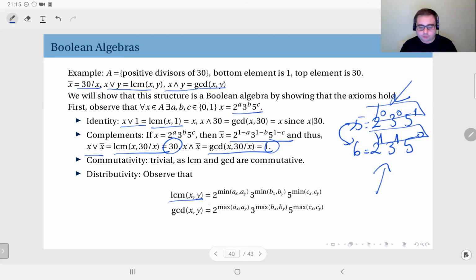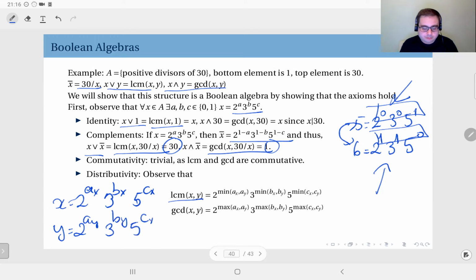and y, in this way: 2 to the power the minimum of a sub x and a sub y, times 3 to the power the minimum of b sub x, b sub y, times 5 to the power the minimum of c sub x, c sub y. Why is that? Because x is 2 to the power a sub x, 3 to the power b sub x, 5 to the power c sub x, and y is equal to 2 to the power a sub y, 3 to the power b sub y, 5 to the power c sub y. I'm after the least common multiple. So remember, the a's, b's, c's are either zeros or ones.